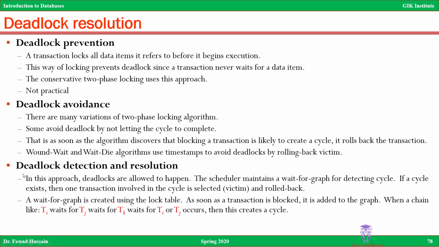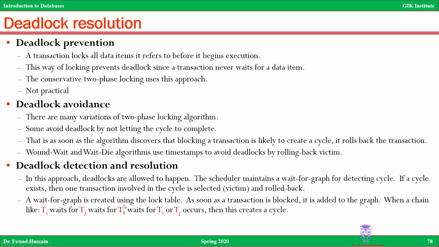And the third type is the deadlock detection and resolution. So in this case, the deadlock has been detected and we are trying to resolve it. In this approach, deadlocks are allowed to happen. The scheduler maintains a wait-for graph for detecting cycles. If a cycle exists, then one transaction involved in the cycle is selected and rolled back. So this is an example of the deadlock avoidance.